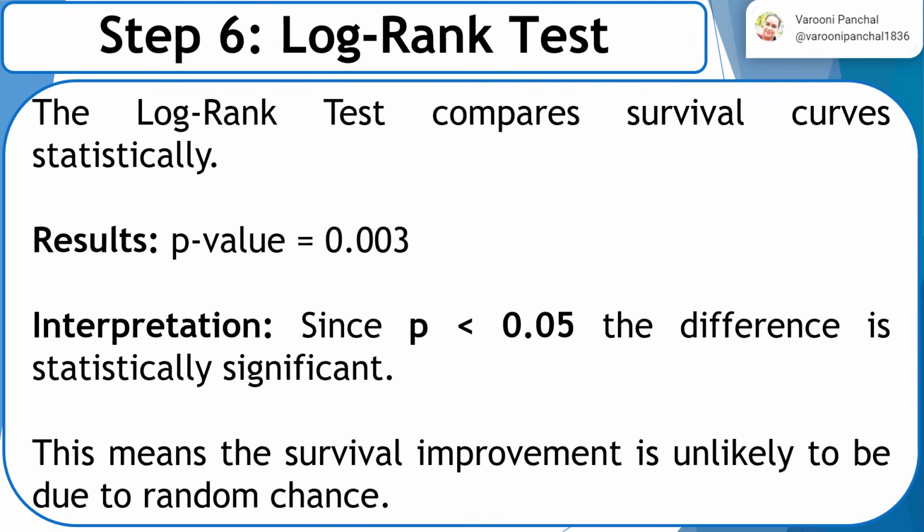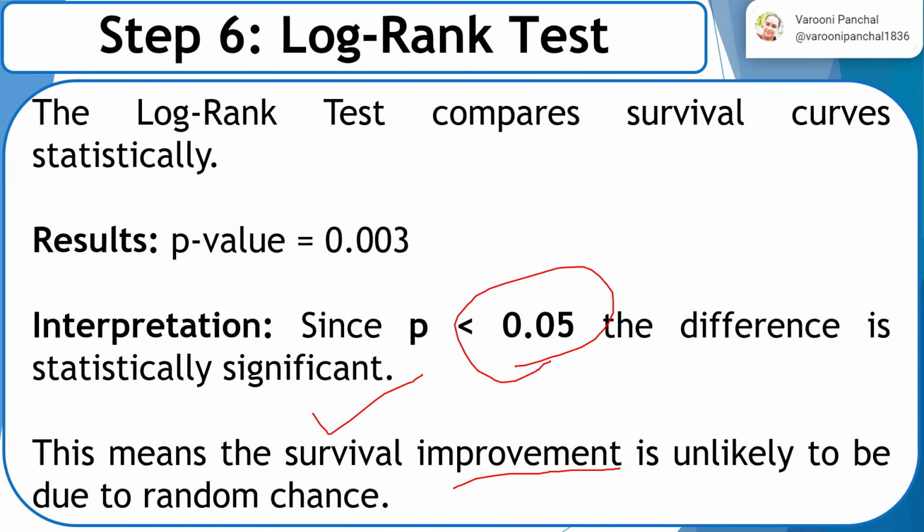Now step 6 is the log rank test. This is also one more powerful tool which is generally used in oncology clinical trials. The log rank test compares the survival curves statistically, right? So the result is a p-value of 0.03, which is less than 0.05. That is the alpha, the level of significance, right? Hence the difference is statistically significant. So this means that the survival improvement is unlikely to be due to random chance.